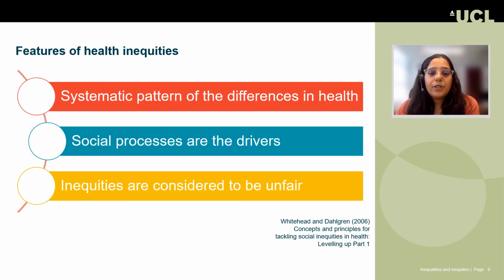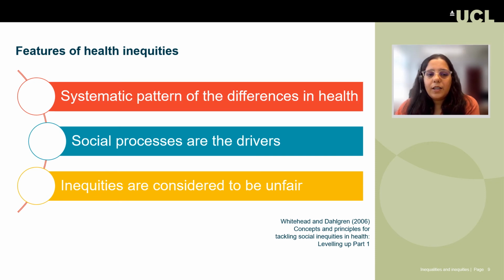There are three key features of health inequalities, which are outlined by Whitehead and Dahlgren in their 2006 report for the World Health Organization on tackling social inequalities in Europe. The first feature mentioned is that there is a systematic pattern of the differences in health, and that the differences observed are not random, but show consistent patterns across populations. A striking example of this is the differences in health by socioeconomic group, where you can see clear patterns of ill health and lower life expectancy with declining socioeconomic position.